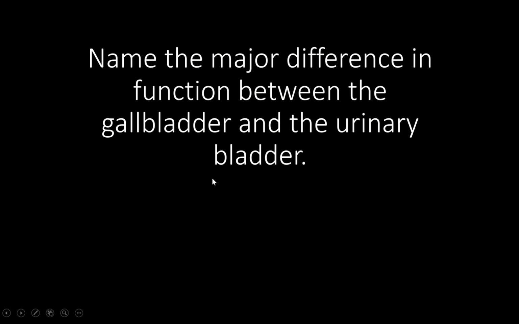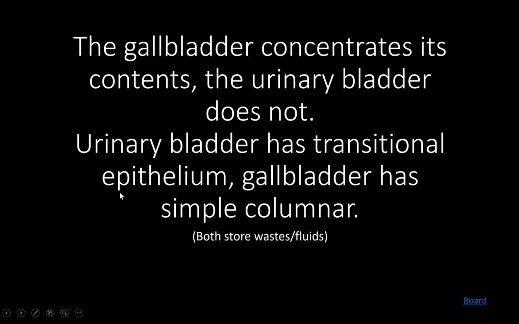Another big difference is the type of epithelium we have lining them, right? So remember, the urinary bladder has what kind of epithelium? It has transitional epithelium, and that's to allow it to increase in size without increasing the pressure within the urinary bladder, so that you don't burst when you are holding your urine, right? The gallbladder, instead, because it's concentrating that bile and it has to process that bile when it's in the gallbladder, has simple columnar epithelium, okay? So just remember those. Both store waste/fluids.